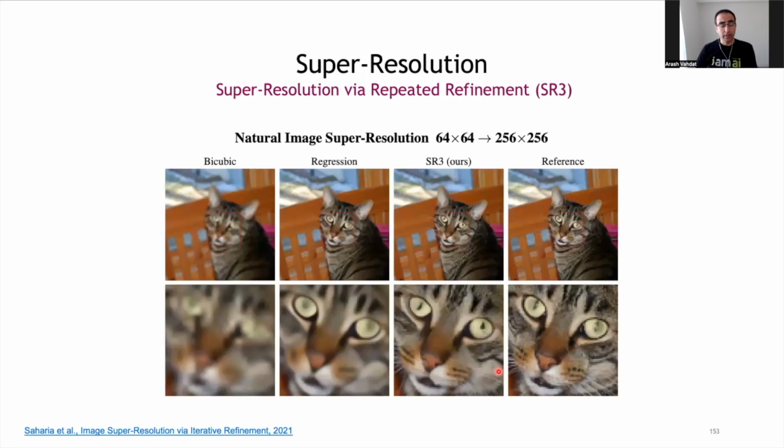This method achieves very high quality results for super resolution. For example, here you can see super resolution results with 64 by 64 pixel input when the output is 256 by 256. And you can see that this method, shown in this column, achieves very high quality results compared to, for example, regression models or just simple image resizing algorithms, or using bicubic interpolation. And you can see that this method does a good job of generating low-level details.